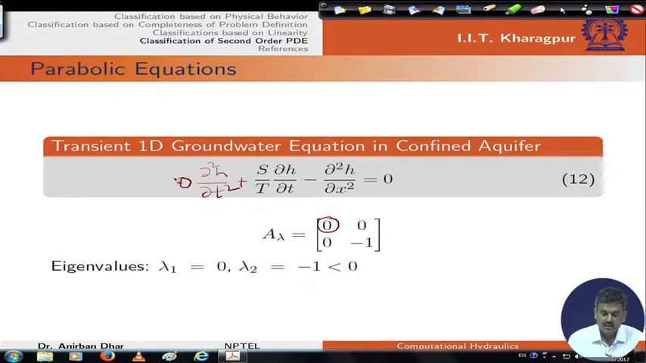This is 0. Obviously there is no cross term, that is why we have 0 values corresponding to cross terms, and minus 1 as the coefficient of del 2H del x2. So, obviously the eigenvalues are lambda 1 equals 0 and lambda 2 equals minus 1, which is less than 0. One of the eigenvalues is 0, so we can say that the equation is parabolic in nature.